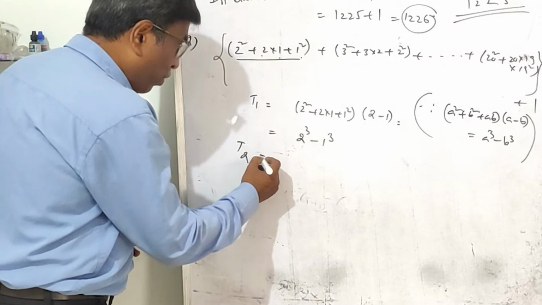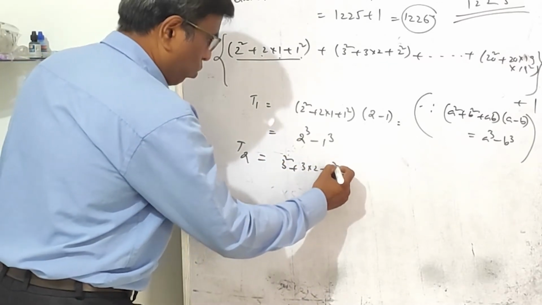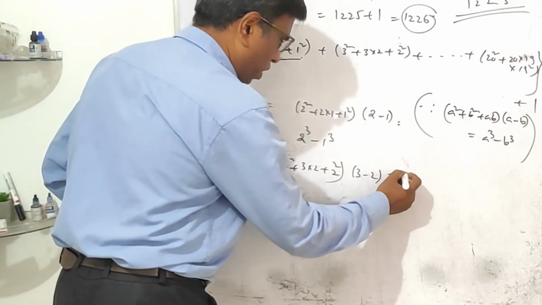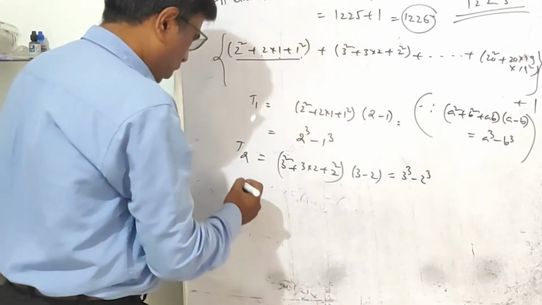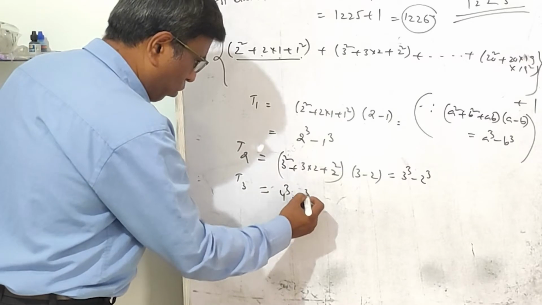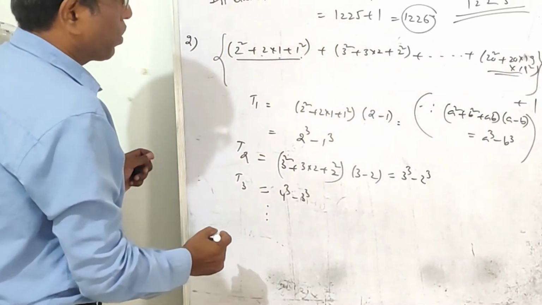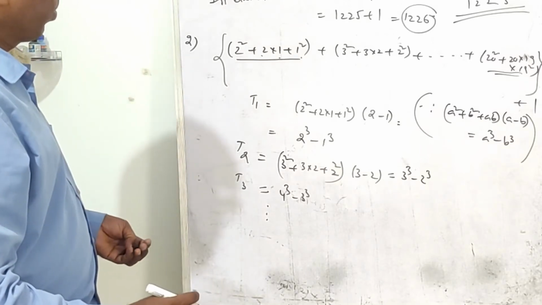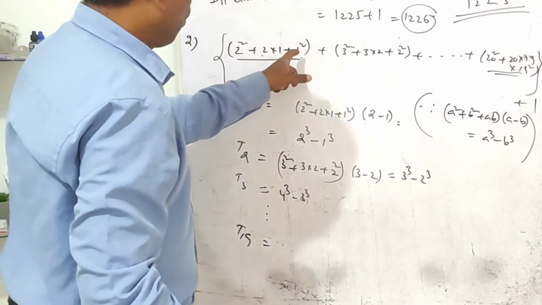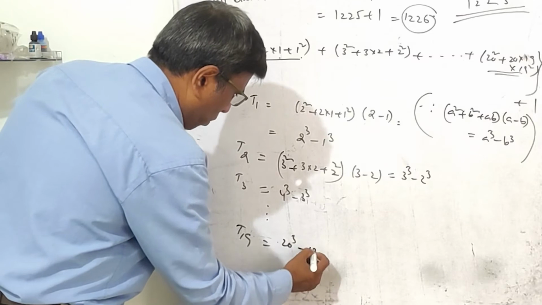Similarly, if you take T2, that is 3 square plus 3 into 2 plus 2 square, into (3 minus 2). 3 minus 2 is 1. Again, this is nothing but 3 cube minus 2 cube. Similarly, T3 is 4 cube minus 3 cube and so on. The last term, the 19th term, T19, with 20 square, is 20 cube minus 19 cube.